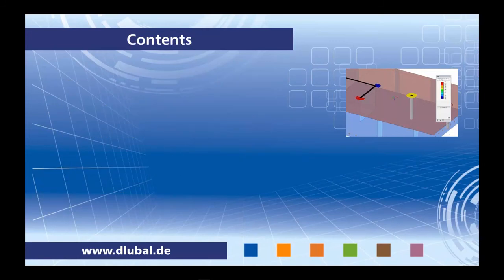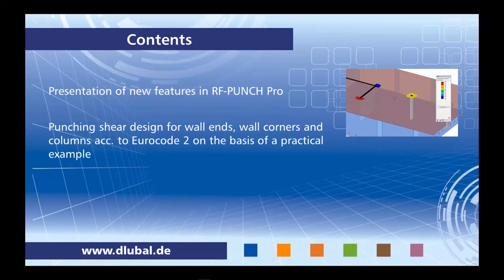First of all, we want to take a look at the contents of today's webinar. At the beginning, I want to show you a short presentation of the new features of the module RF Punch Pro, followed by a live demo about punching shear design of wall ends, wall corners and columns, according to Eurocode 2 by my colleague Moritz.